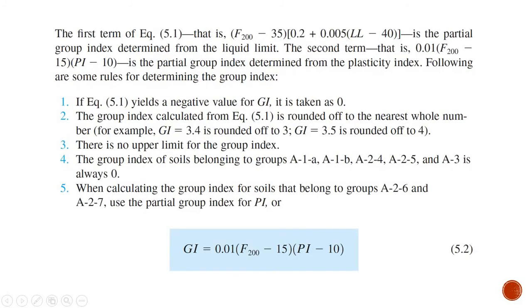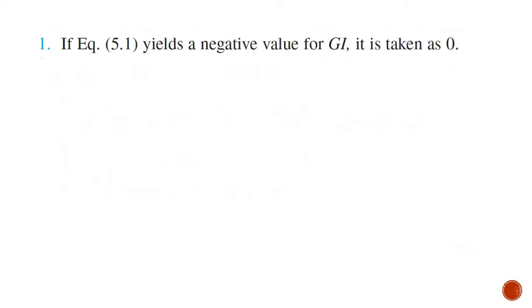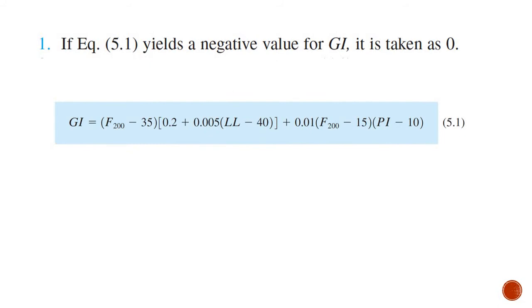So there are rules to consider in solving for your group index. First, if equation 5.1, the equation for finding the group index, yields a negative value for GI, it is taken as 0. So if the value is negative, it is taken as 0. Example, the value computed for group index is negative 23.5. The value for the group index is 0.